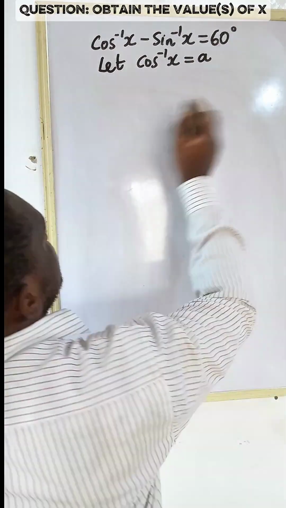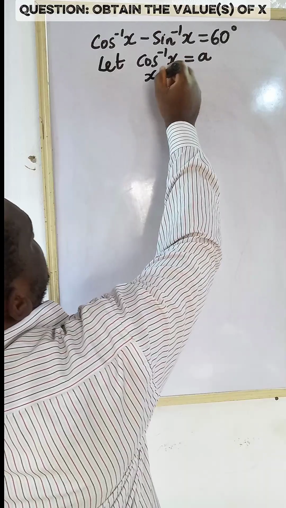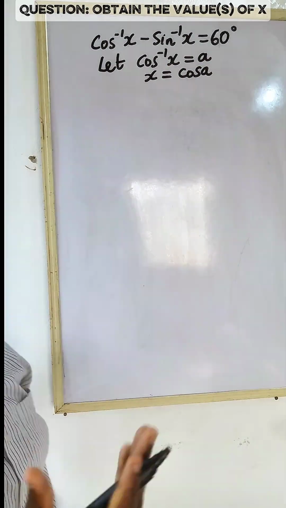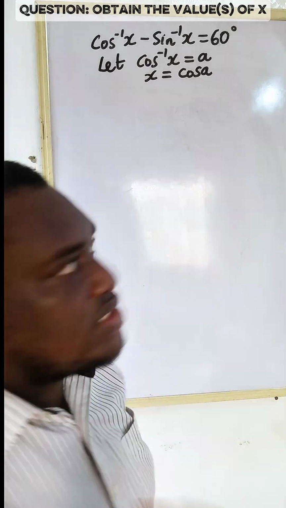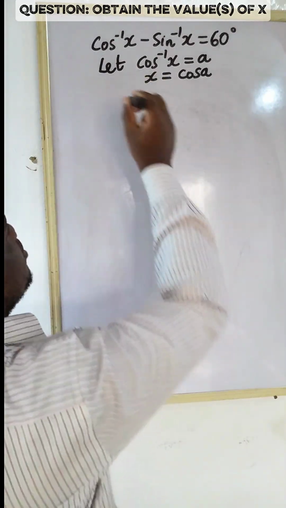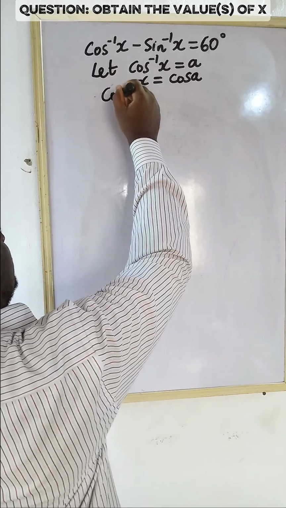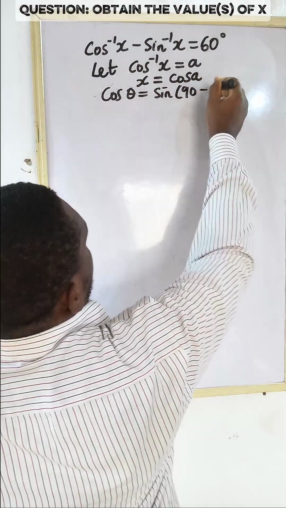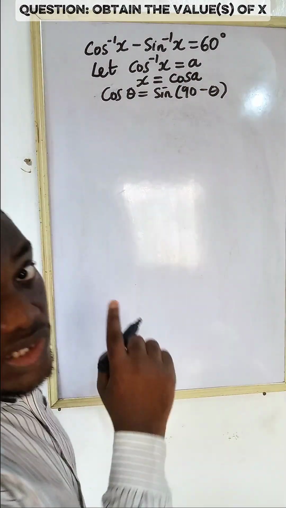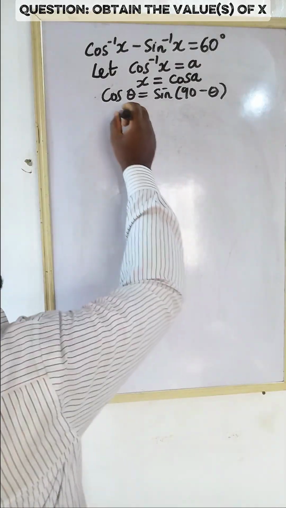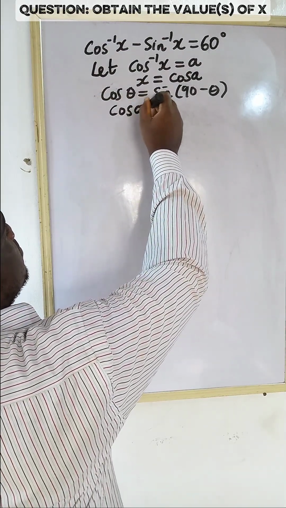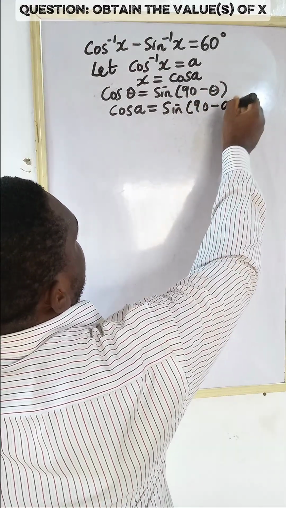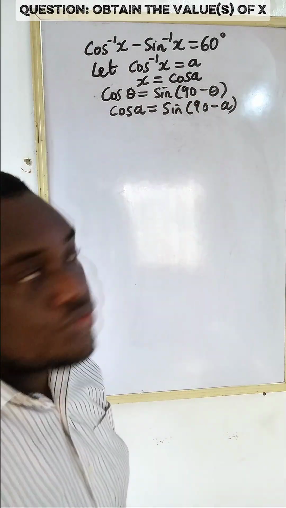Okay, if I do this, the implication is that x is equal to cosine of A. Now we have to recollect some basic trigonometric identity. We know that for any value of theta, cos theta is always equal to sine of 90 minus theta. Since this holds for theta, I can say cos A is equal to sine of 90 minus A. Yes, this is also going to be equally true.